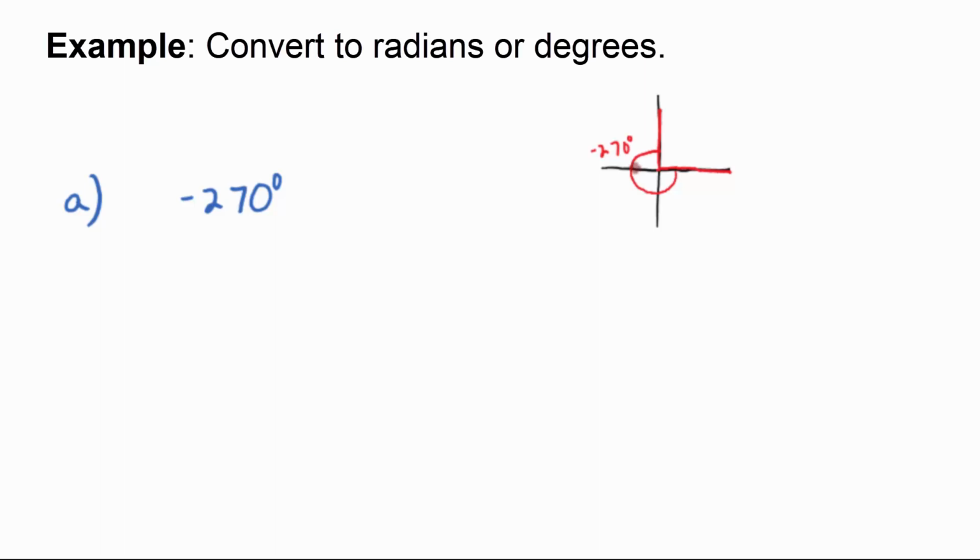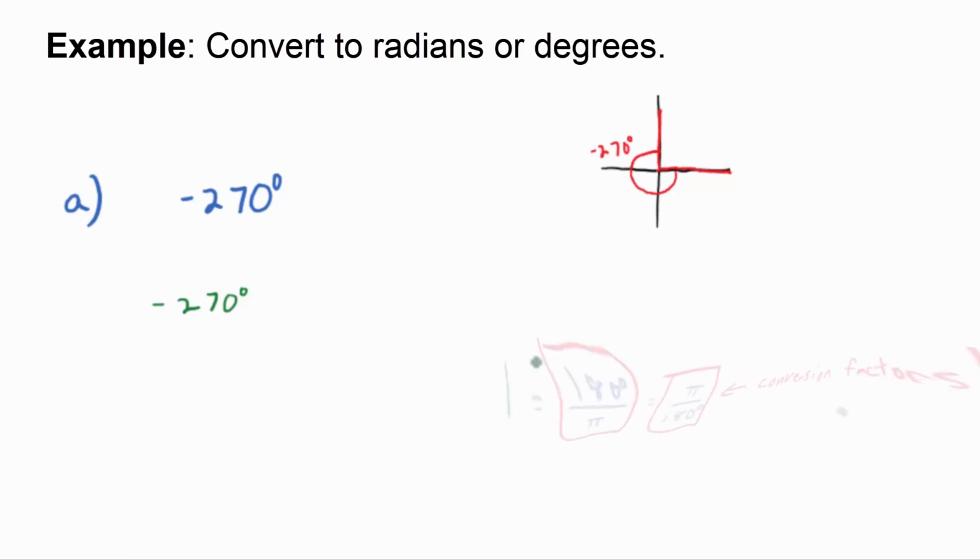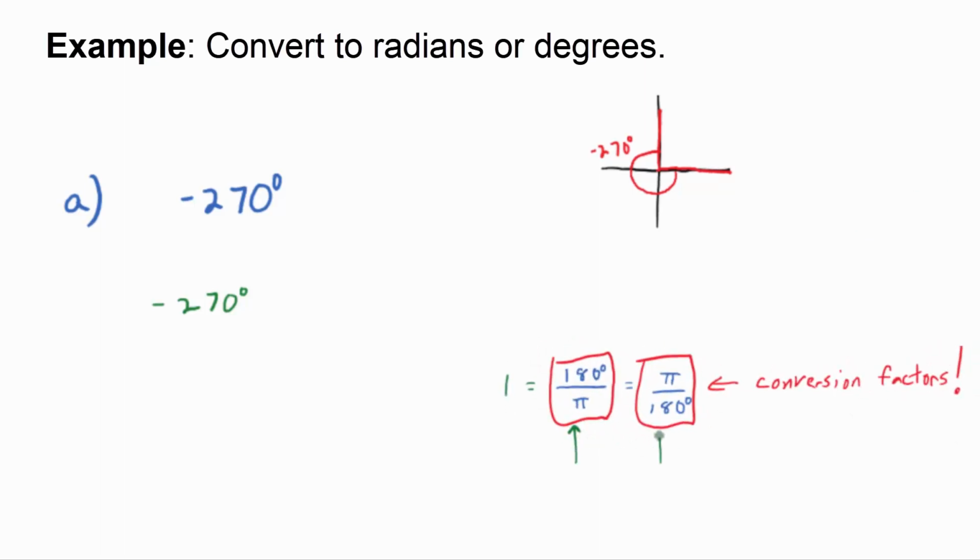So negative 270 degrees, we want to convert that to radians. It's in degrees, convert to radians. If the given angle is in radians, convert to degrees. Well, here's the thing. Conversion factors, when you use them to convert between units, all you have to remember is that units multiply and divide just like regular numbers do. So if I want the degrees to go away and I want to be left with radians, I have to choose which one makes sense to multiply by: 180 degrees over pi or pi over 180.